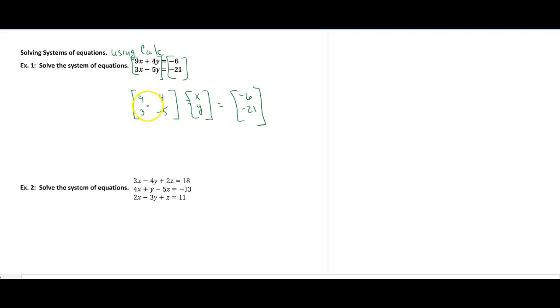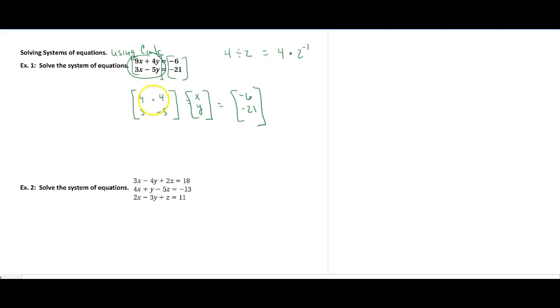Now, what you have to understand is if I were to multiply this 2 by 2 coefficient matrix times the variable matrix, I would get this back, okay? So what happens here now is dividing by a matrix. Anytime you divide by something, say 4 divided by 2, that is no different than doing 4 times 2 to the negative 1.